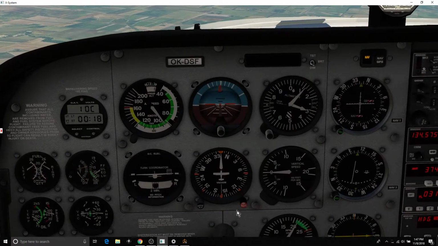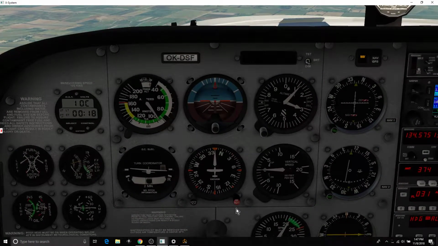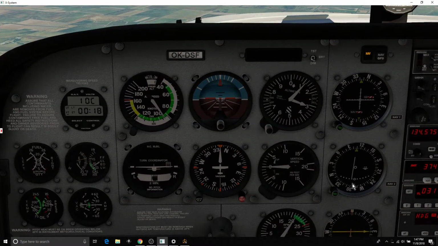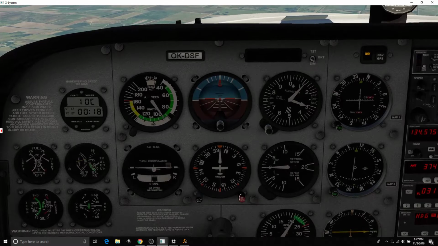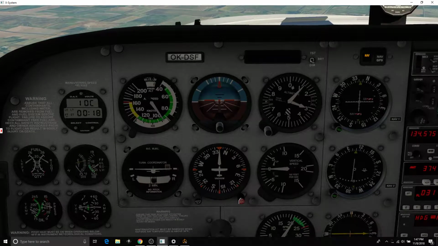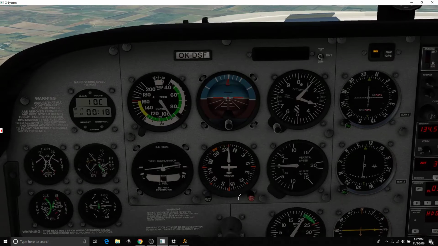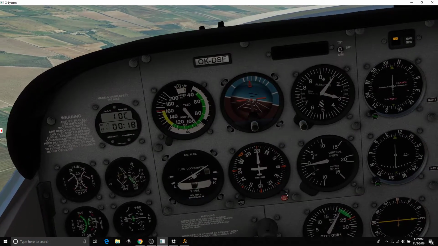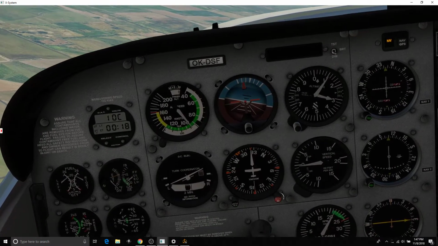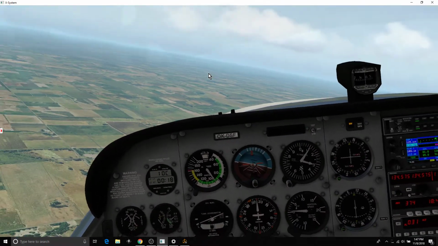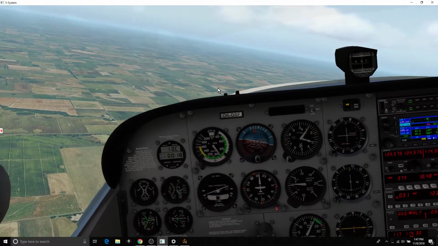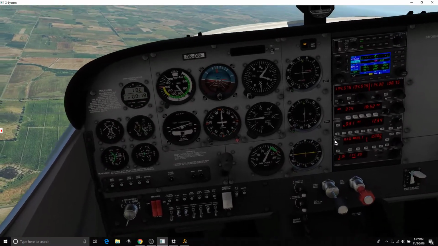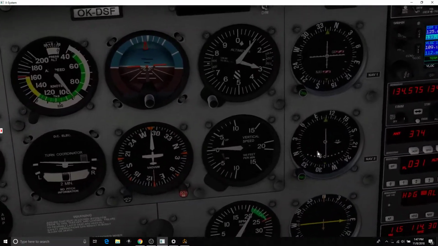Almost there, coming in. There's one dot left there, and we are gonna go ahead and turn to 289. Okay, so now we're turning to 289 inbound. So now we're gonna look, just follow this so you don't get confused.